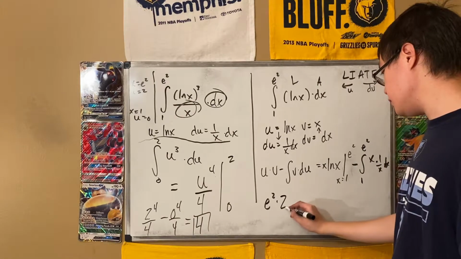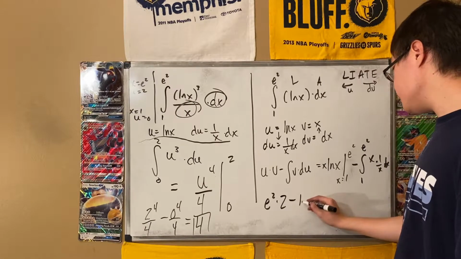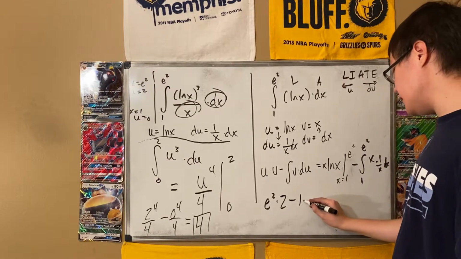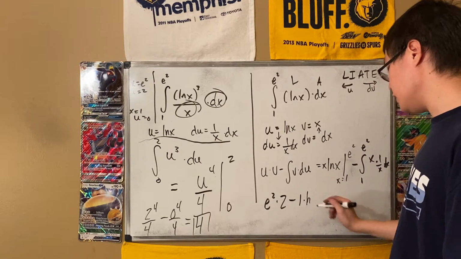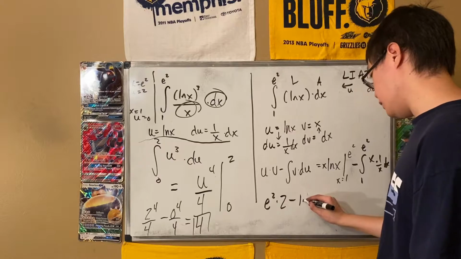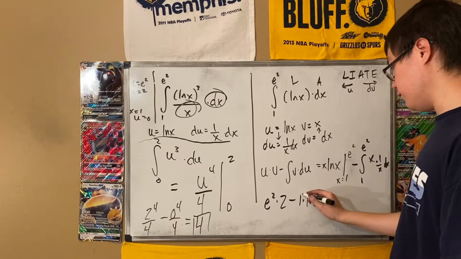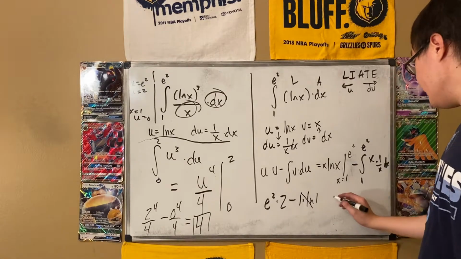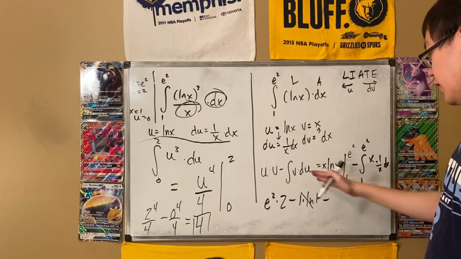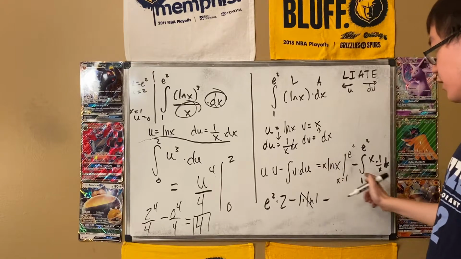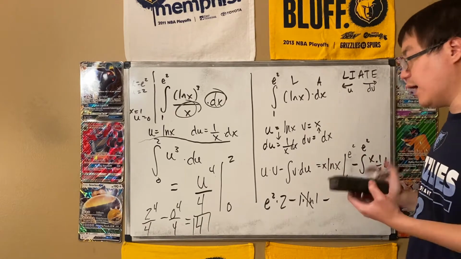So we're going to have 2 here, minus 1 times ln of 1, because we're plugging in 1. Top minus bottom. Ln of 1 is 0 though, so it goes away. And then we have to do this integral right here. So that was the top minus bottom of just the uv part. Now I need to do this integral.